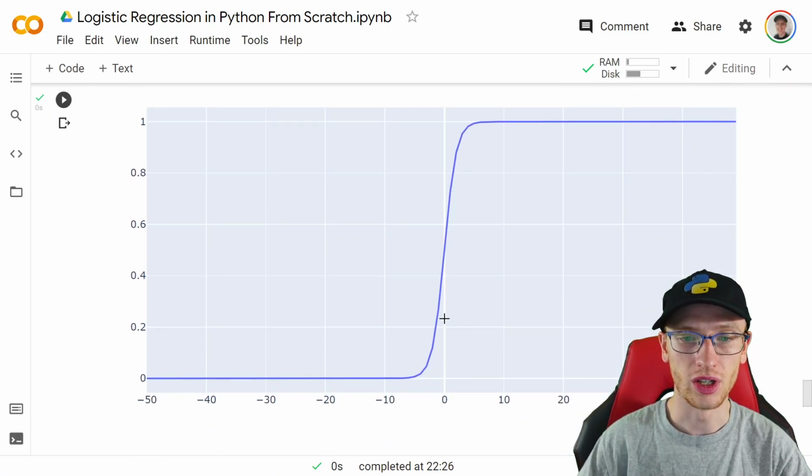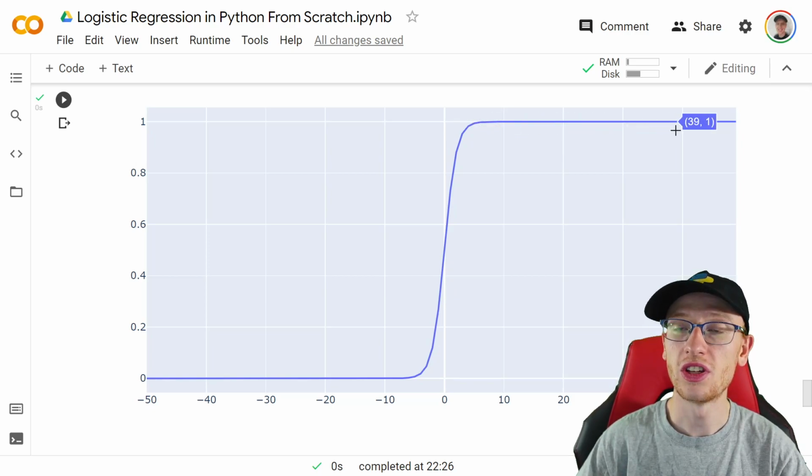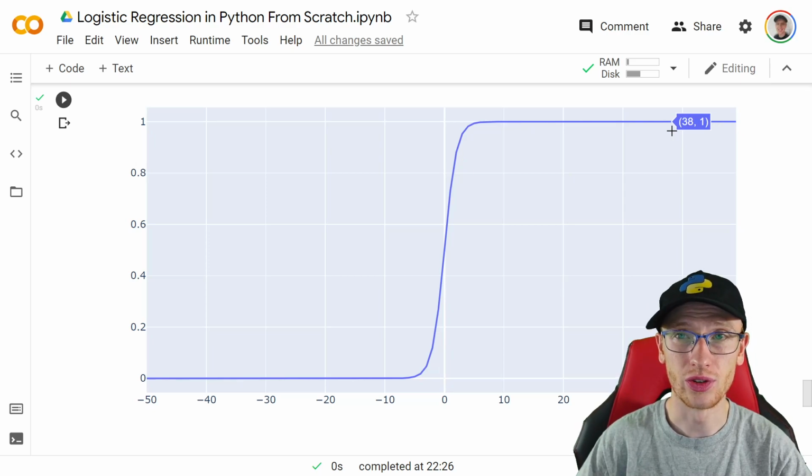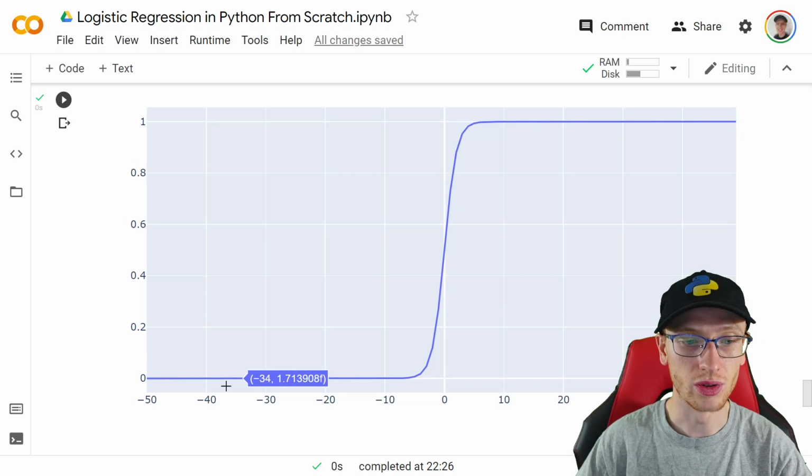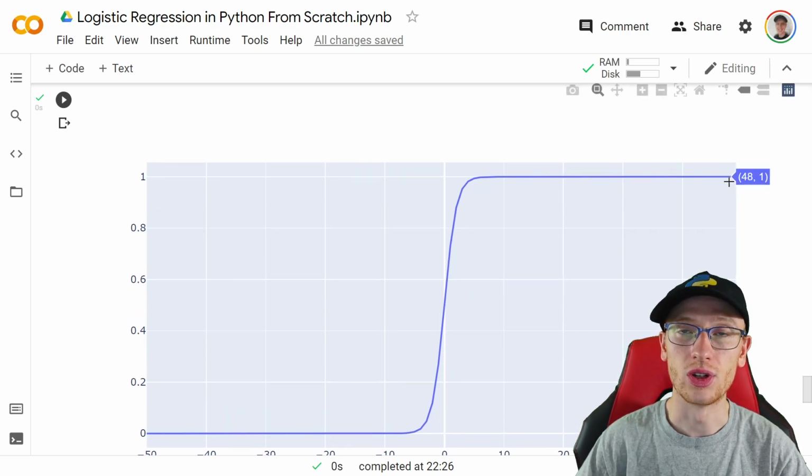Okay, so here 0 is right at 0.5, and then around the -5, -4 values, it starts to really rapidly increase, and then it stops increasing a lot at around 7 or 8 or so, and it kind of flatlines to 1. It's not exactly 1, it's very, very close to 1, and on the other side very, very close to 0, but it never gets below 0, and it never gets above 1.